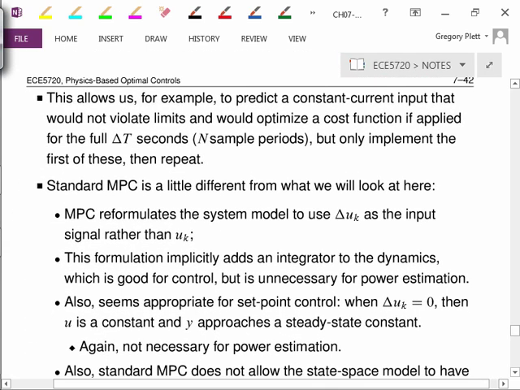So for us, we might be interested in predicting some constant current input that would not violate some design limits on this cell, and would optimize some cost function that could involve degradation if we applied it for the full delta t seconds, but we're only going to implement one of these at a time.